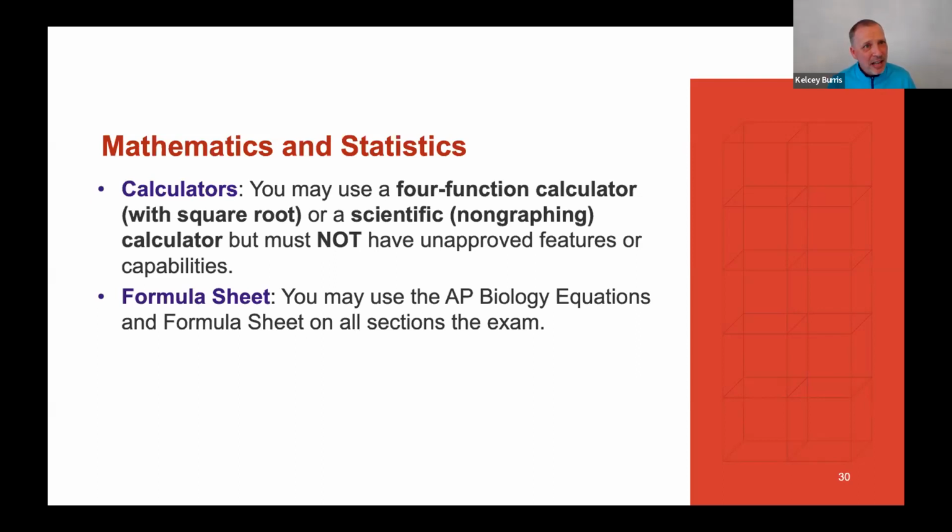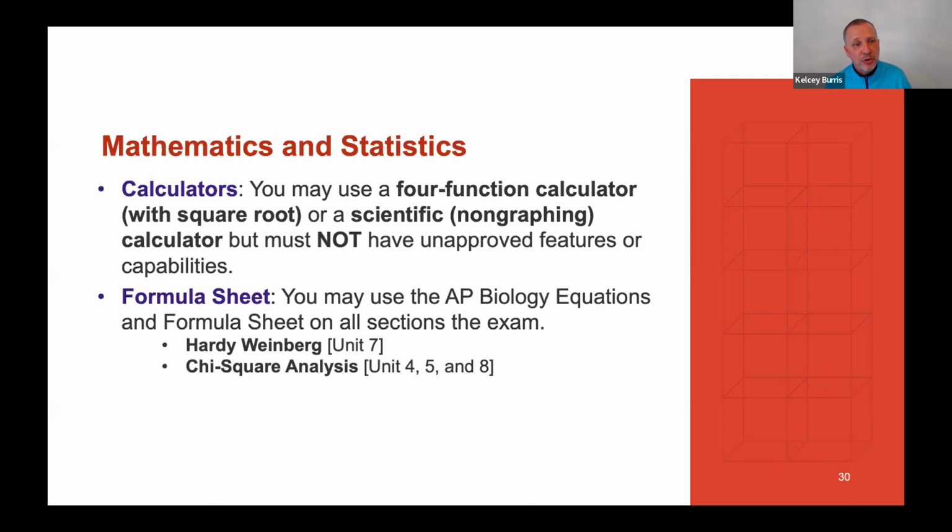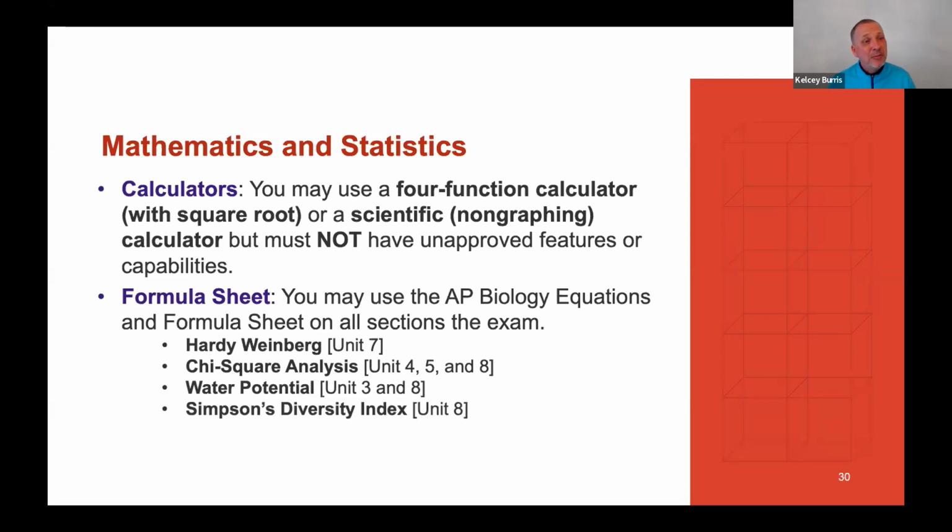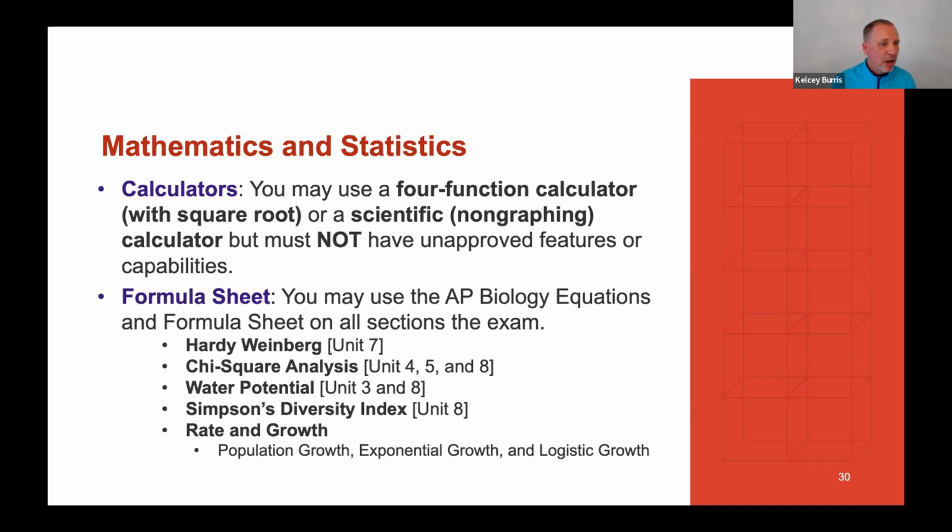Now, the formulas. We have the Hardy-Weinberg, which is from Unit 7. You have chi-square analysis, which you can use when you're dealing with count data, like in Unit 4 on mitosis, Unit 5 with genetics, Unit 8 with animal behavior. You have water potential. You have the Simpson's diversity index, which is one of the newer equations that was added in 2019. And then you have rate and growth, where we're talking about population growth, exponential growth, and logistic growth, and that's found in Unit 8 as well. So we're going to talk about a couple of these real quick, just as an overview of these equations.